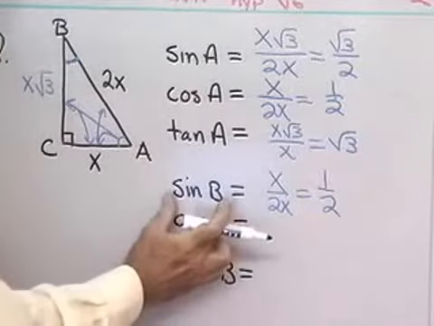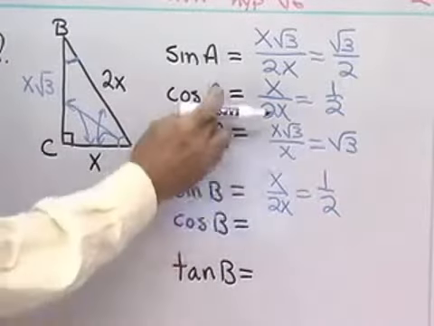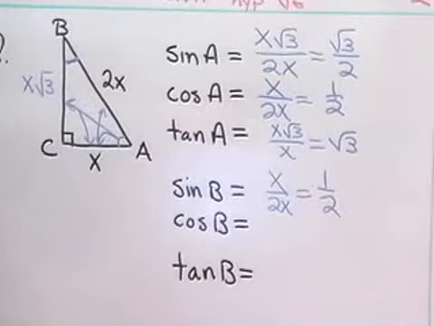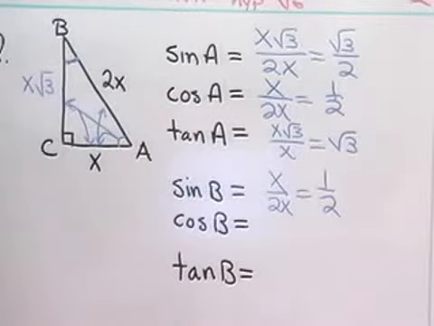And I notice that the sine of B is the same as the cosine of A. And that's because A and B happen to be complementary angles. They add up to 90 degrees, and that's my cofunction theorem. The sine of an angle is the cosine of its complement.